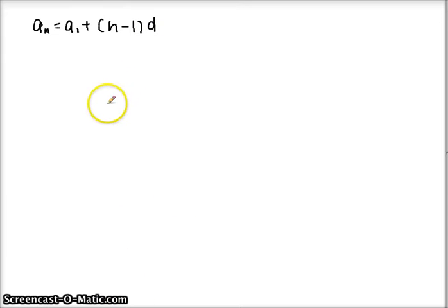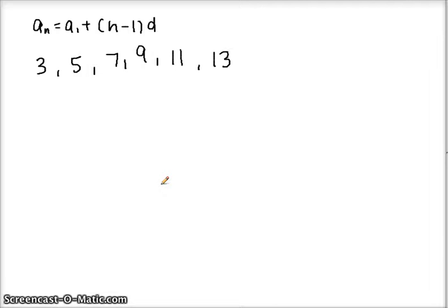But what if I wanted to add each number in the sequence and find a formula for an arithmetic series? For example, let's say we have this sequence: 3, 5, 7, 9, 11, and 13. How would we go about adding that? Well, we could do 3 plus 5 plus 7 plus 9 and go on. But another easier way to solve this would be to look at some patterns. We have 3 and 13 on the outside. If we add that, it's going to be 16.